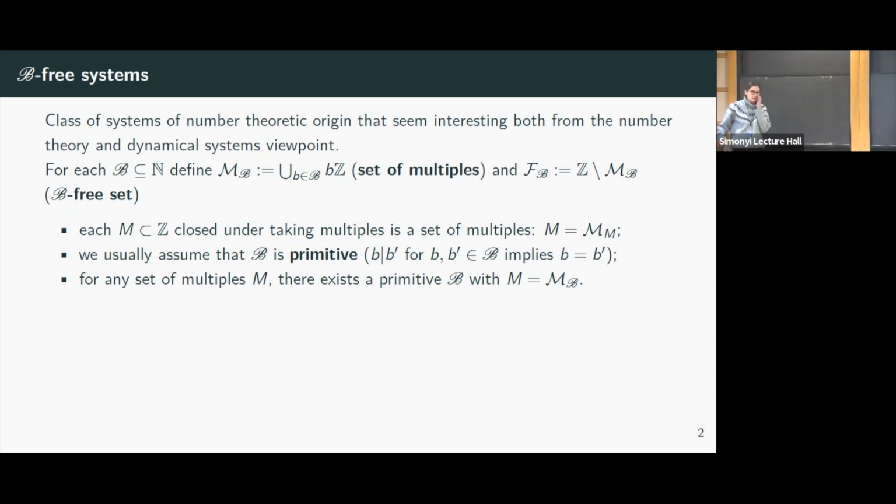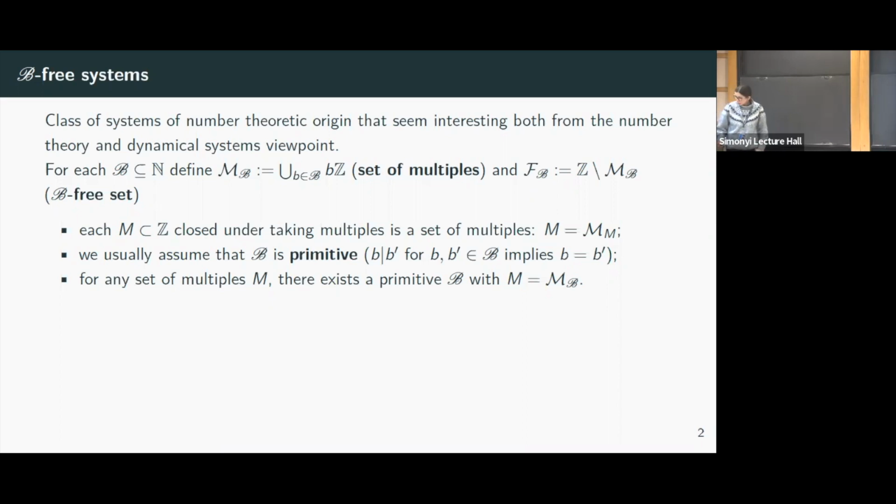We start with a subset of integers, and we do a very simple operation. Namely, we take the set of all multiples of elements of this set. So this is the corresponding set of multiples, and then its complement is called the B-free set. So these are numbers that are not divisible by any of the members of B.